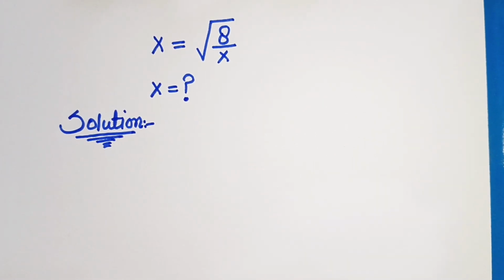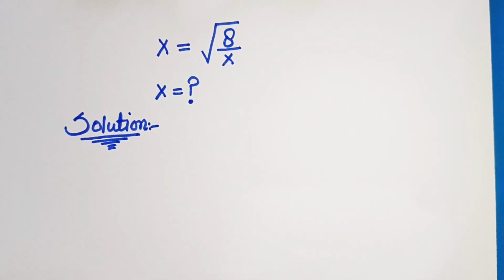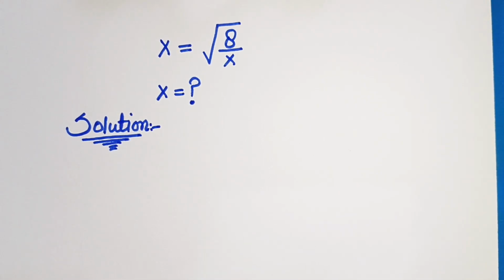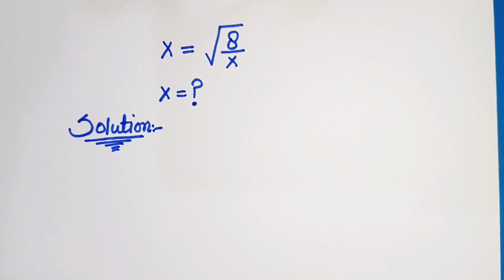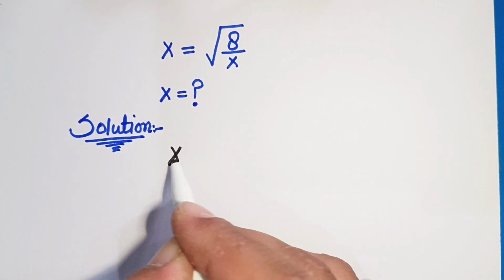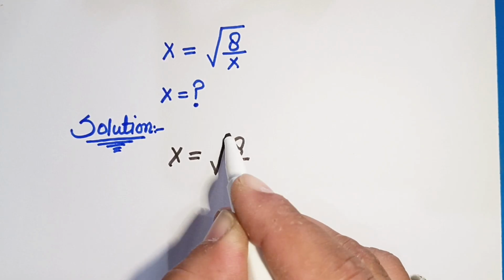Today we have a nice exponential problem: x is equal to the square root of 8 over x. So we have to find the value of x here. Now starting our solution, first of all we have to take the square on both hand sides. So here our problem is x is equal to the square root of 8 over x.